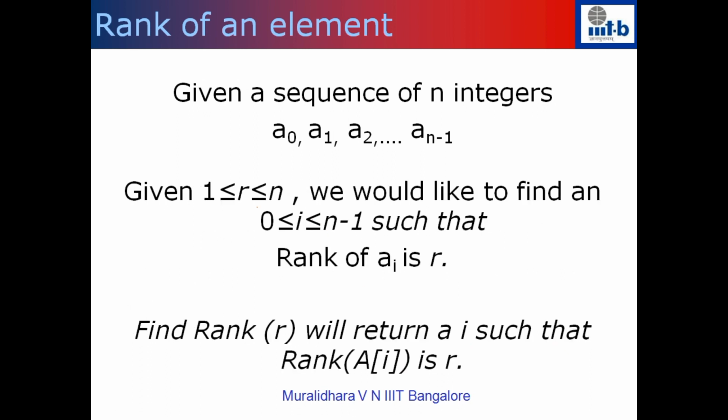Now let's look at the other problem. We are given an integer r which is between 1 and n. We would like to find an i such that the rank of a of i is r. In other words, we would like to write a function called the find rank function. It will take an integer between 1 and n, and it should return an index i such that if I go and access a of i, this will be an element whose rank is r.